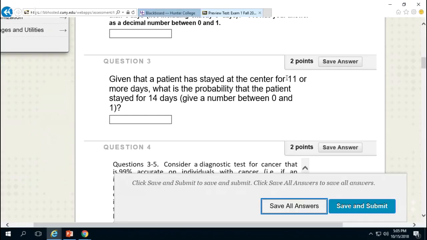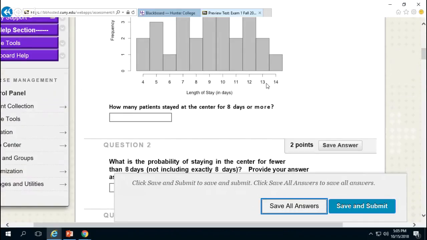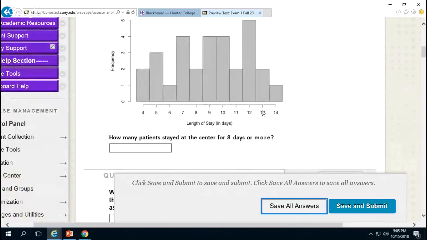So the first part is conditional on staying for 11 or more days. That means that we're only considering this group of patients that were there for 11 or more. And then it was asking what's the probability of staying for 14 days. So that's 1 divided by this number of people, which is 5 plus 2 is 7, 8, 9, 10. So there are 10 people and 1 of them stayed, so it should be 10%.